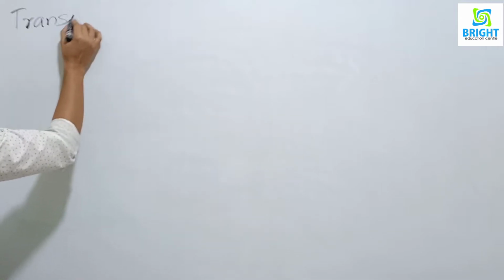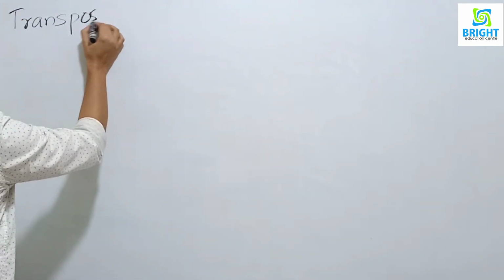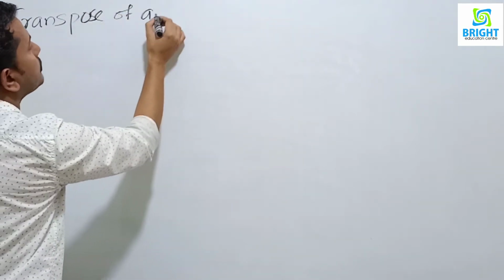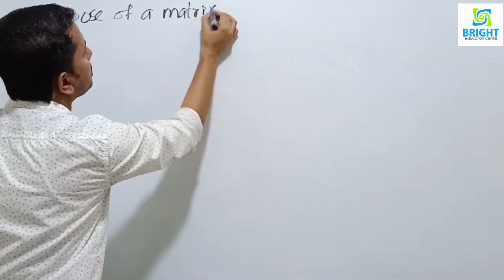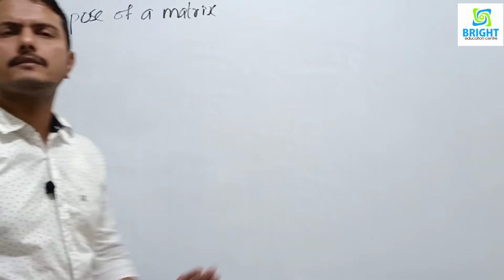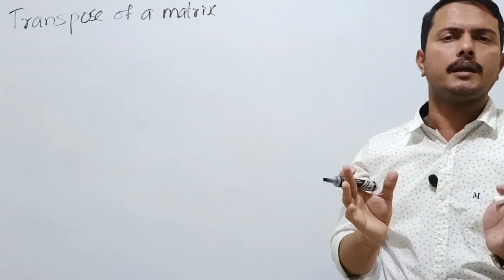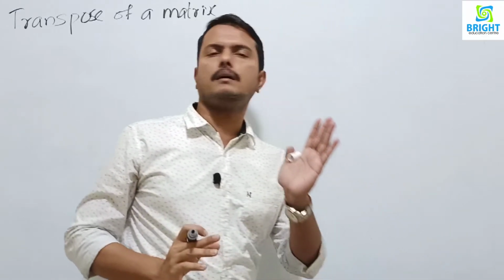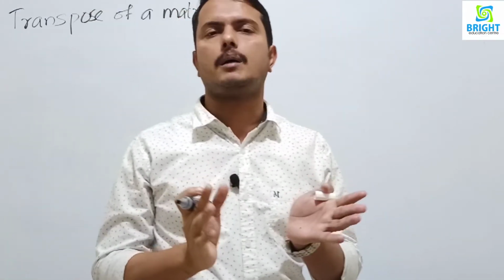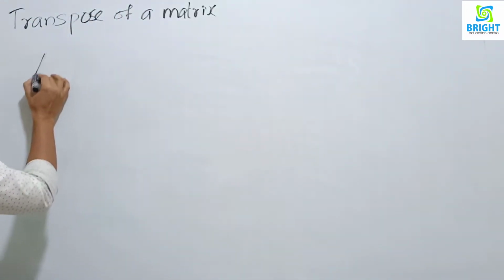If you consider a matrix of order m by n, the topic is the transpose of a matrix. If you interchange the rows and columns entirely, you will get the transpose of the matrix. I'll explain this with the help of an example, and we'll detail what the transpose of a matrix is.